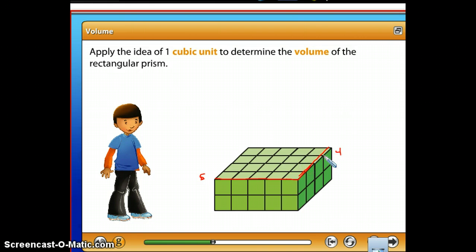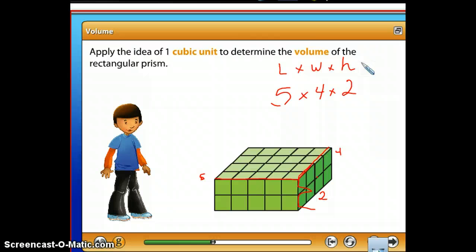One other measurement. Who knows what it is, Braxton? The height. So how many cubes high? 2. So now we have the length, the width, and the height. We could take 5 times 4 times 2, because we have the length times the width times the height. We're kind of ahead of the video, but that's okay.